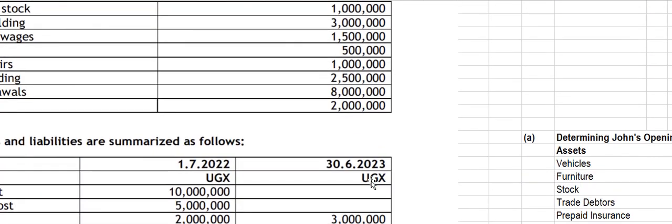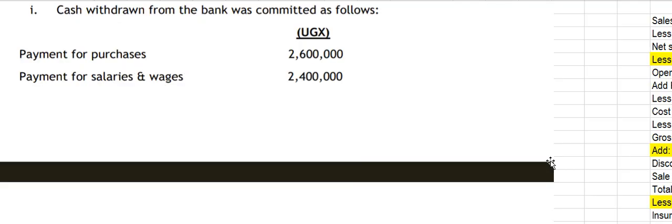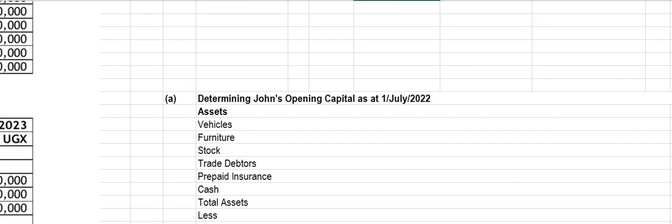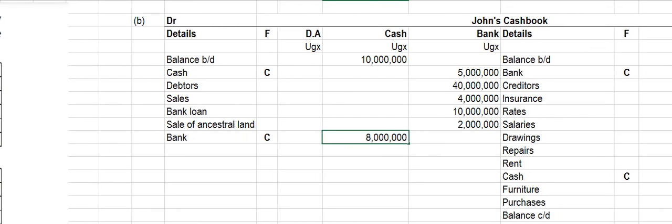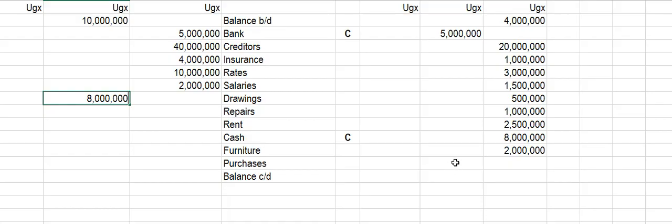Now, how did they spend the cash that was withdrawn? Payment for purchases. So John made some purchases and paid cash, that is 2.6. So I have to show that on my cash book. The purchases, 2.6 cash. Remember, 8 million has been withdrawn. Now we are showing you how John used that money.